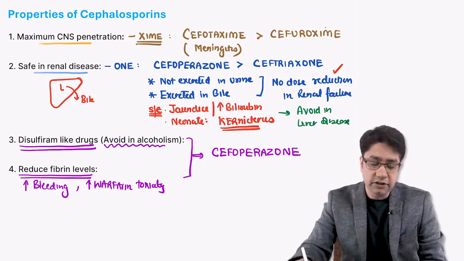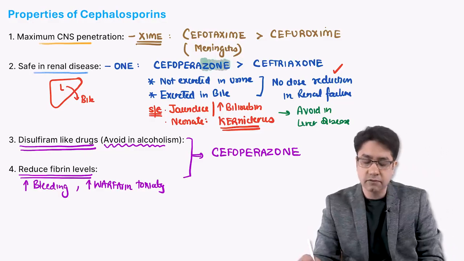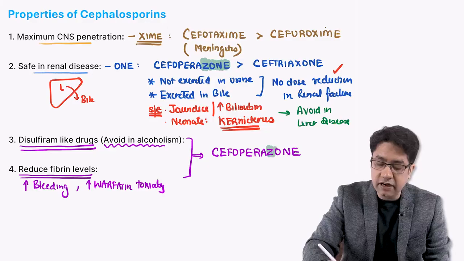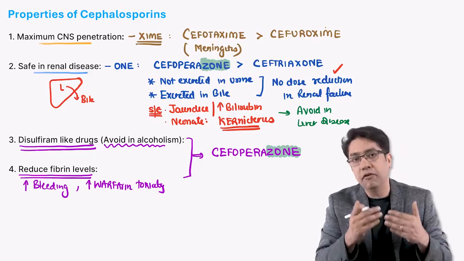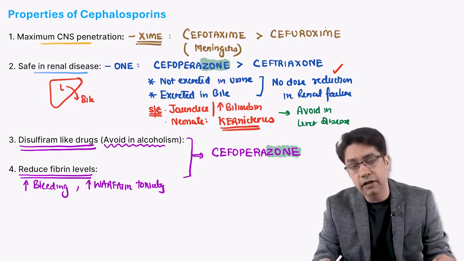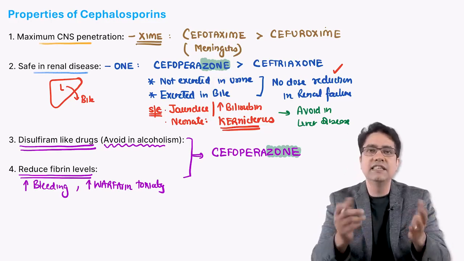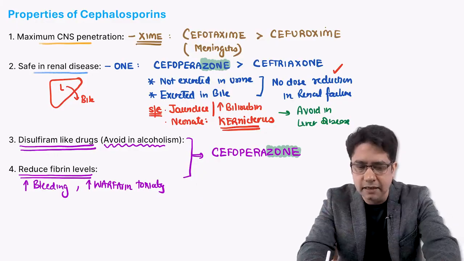So if I ask you a question, which is safe in renal disease, you will say, sir, cefoperazone. Which causes disulfiram-like reaction? Sir, cefoperazone. Which should be avoided with warfarin because it can cause risk of bleeding by reducing fibrin level? Again, you will say, sir, cefoperazone. So everywhere the word cefoperazone is coming.